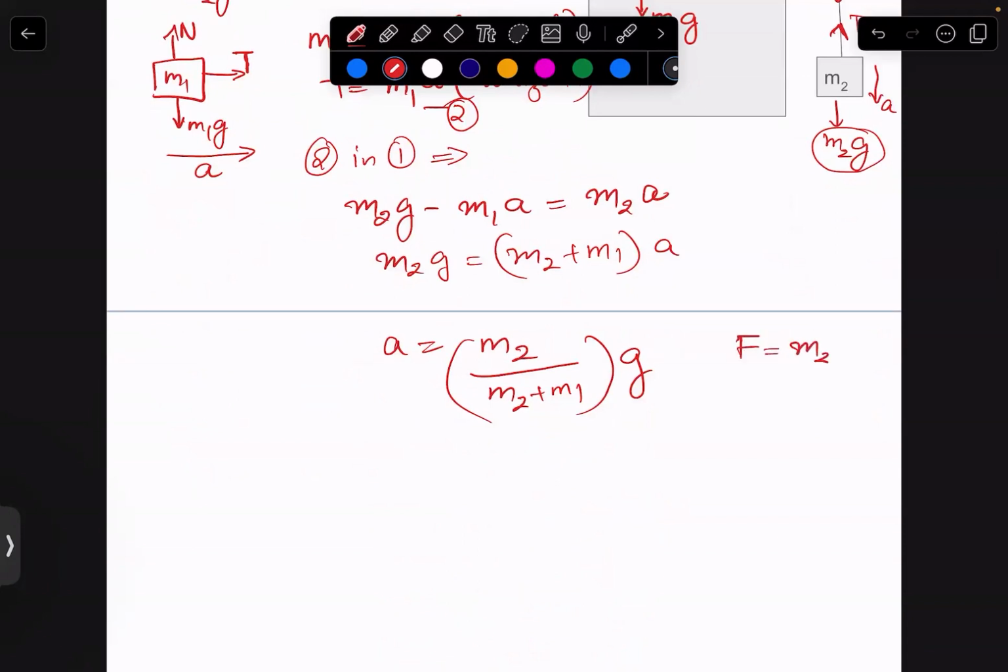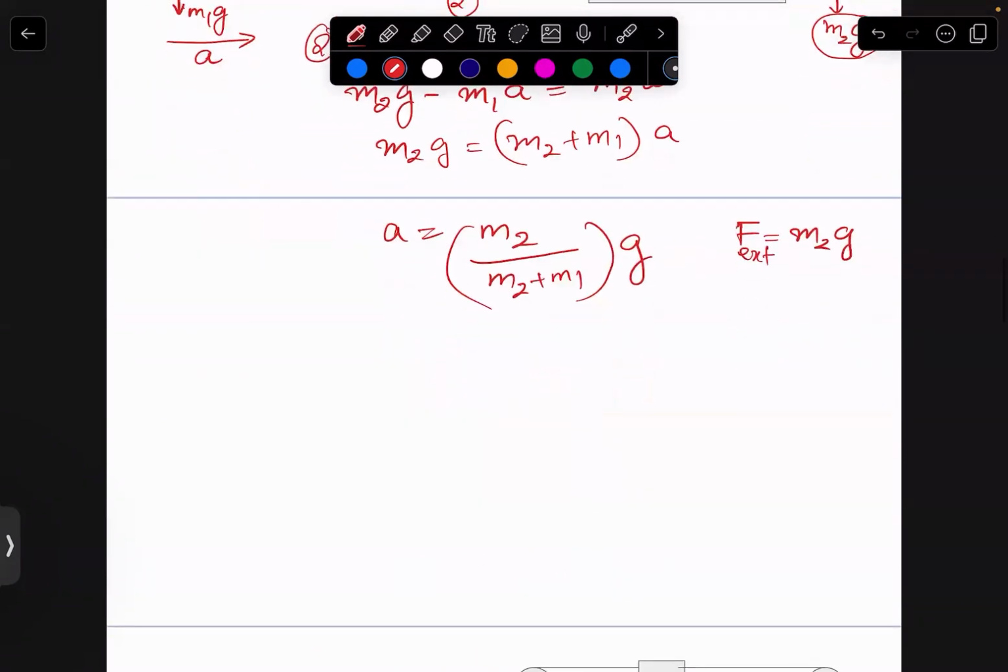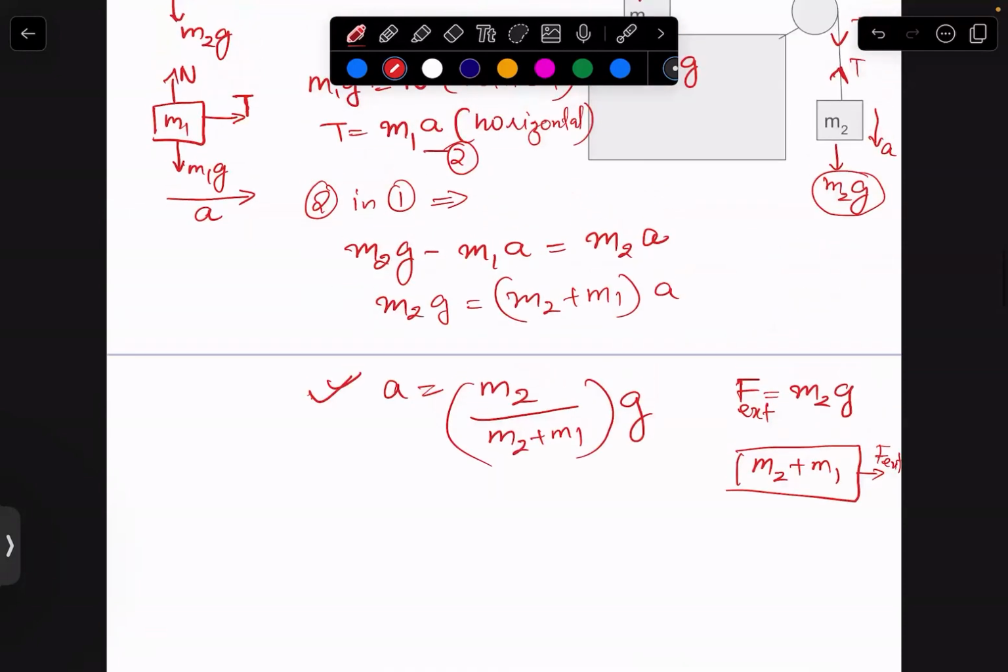This is equivalent to M2G being the external force F, and M2 plus M1 is what this external force has to pull, both M2 and M1 as one system. You understand? So that is what is happening in the system. This is equivalent to F external pulling M2 plus M1 combined. That is what we are seeing here in the acceleration expression, right? And substituting this acceleration, you can get T.